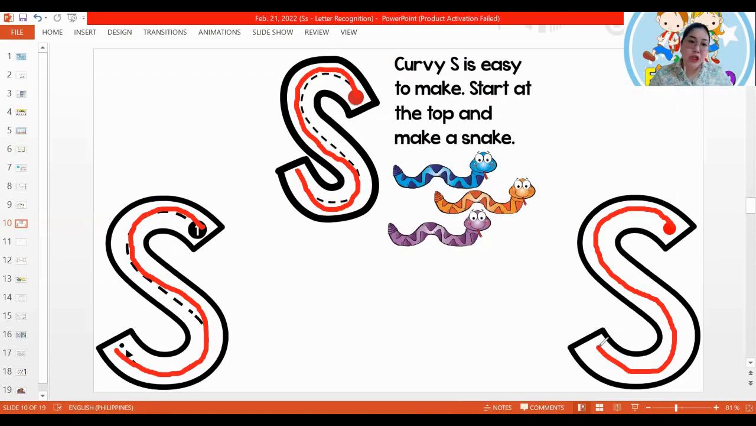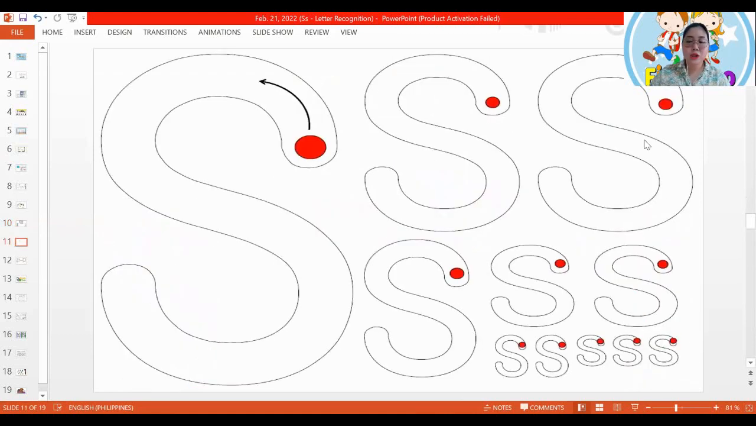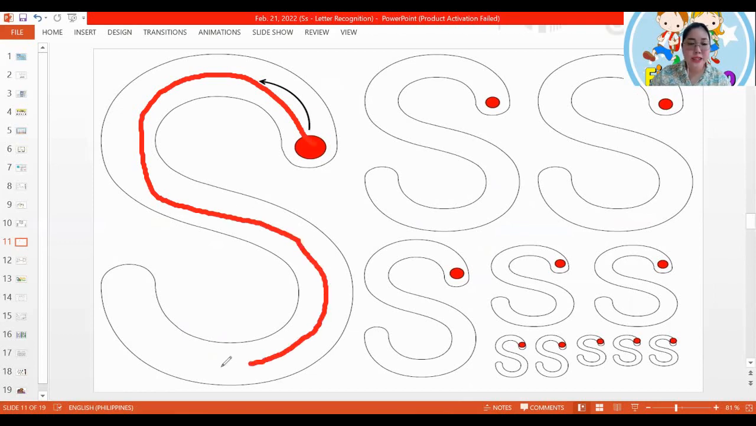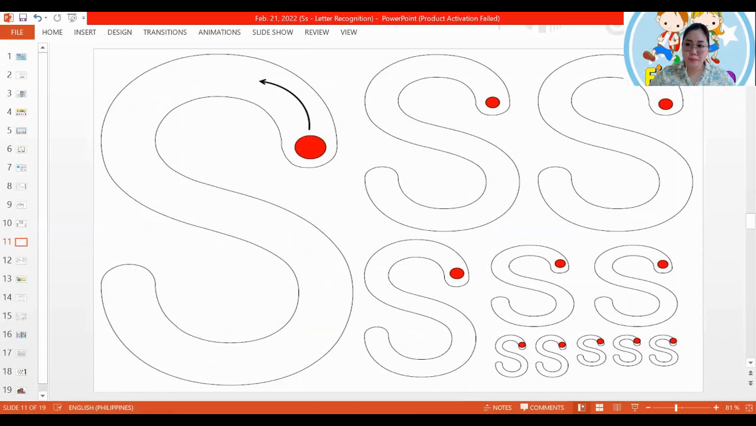So capital letter S or the letter S is a little bit tricky to make. So we have to practice a lot of times. So let's practice on our paper. Can you get your paper that looks like this? Start by tracing your name. Then, when you're all done, you can now proceed to making your capital letter S in all sizes. And you can now pause the video so you can finish your work.